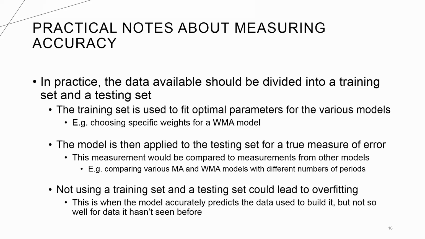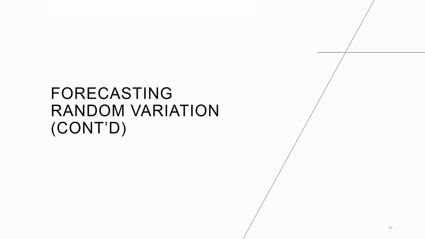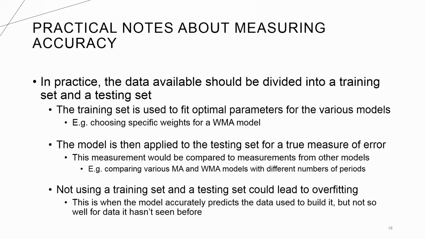So in practice, we're going to want to take our data and split it into a training set and a testing set. We're going to use the training set to fit the optimal parameters, right? To decide what weights to use for a weighted moving average, for instance. And then we're going to use the testing set to compare that to other models. All right, so we're going to see examples of this training set, testing set split throughout the course. This is going to apply not just to these weighted moving averages and exponential smoothing, but to a whole bunch of stuff that we're doing. We're going to keep on doing this training set, testing set split.